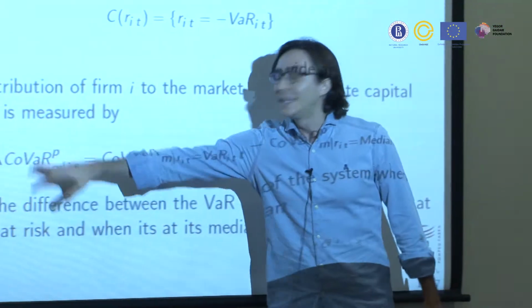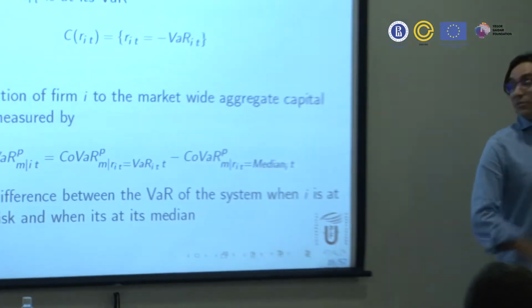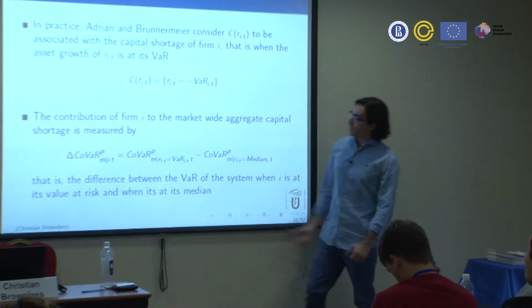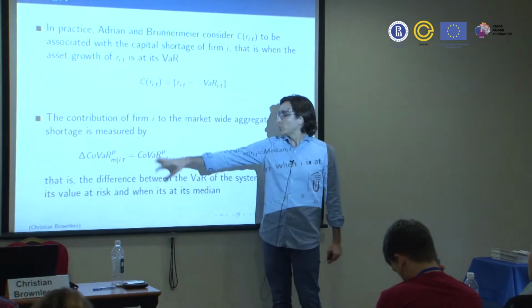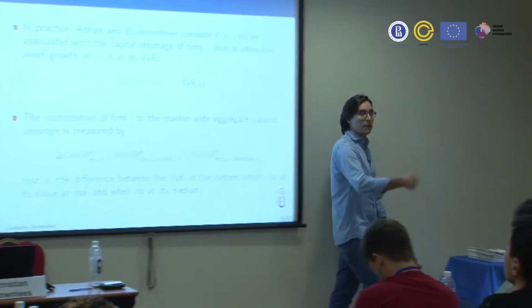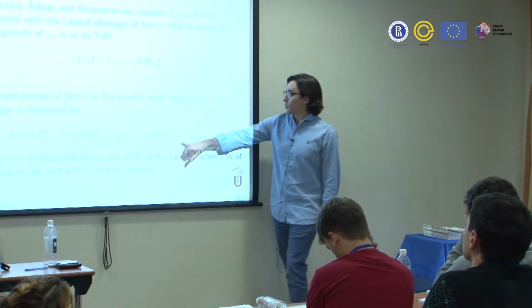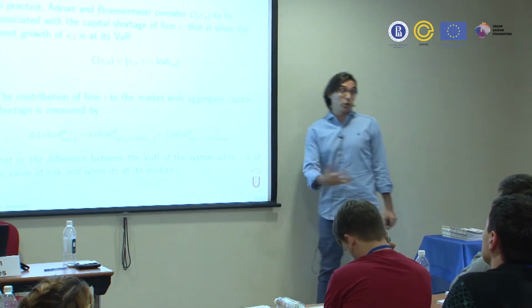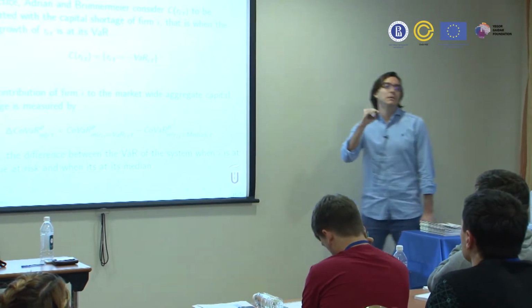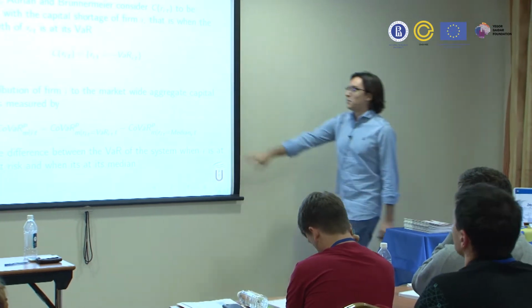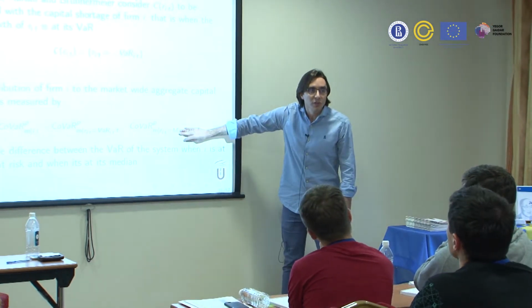Delta CoVaR of firm I is defined as the difference between two CoVaRs. The CoVaR of the market conditional on firm I being at its value at risk, minus the CoVaR of the market conditional on the returns on the firm being at its median asset growth level. This in practice is very close to zero.